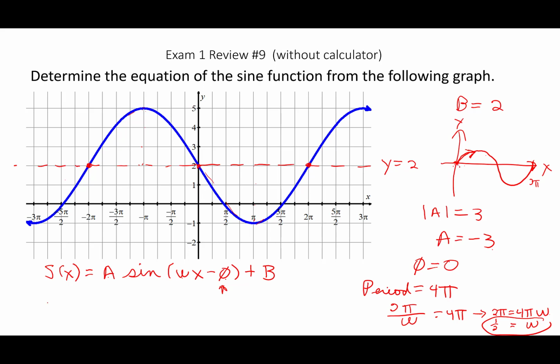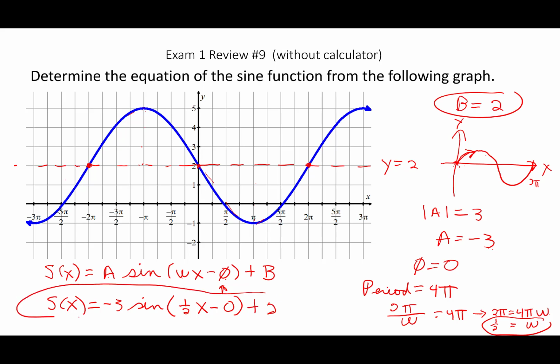Okay, so we finish with S of x equals, remember A was -3, and then we have the sine of omega, which was 1/2, so we have -3 sine of 1/2 x minus 0, which was phi, and then B was 2 up here, so plus 2, and we have our transformation here of the sine function. -3 sine 1/2 x minus 0 plus 2.